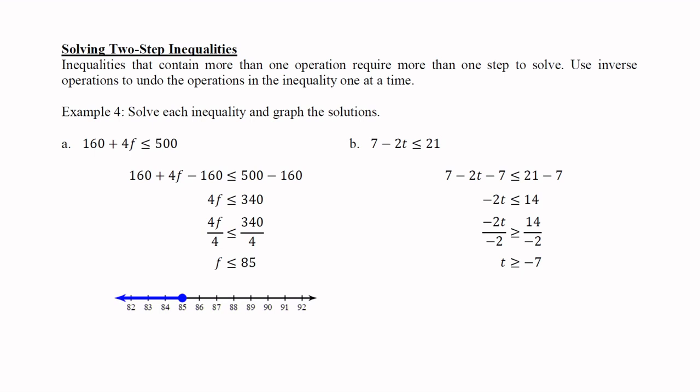Now, notice we did have to flip the inequality when we divided by negative 2. So we went from less than or equal to, to greater than or equal to. And that is indicated here on the number line where we graph our solution.